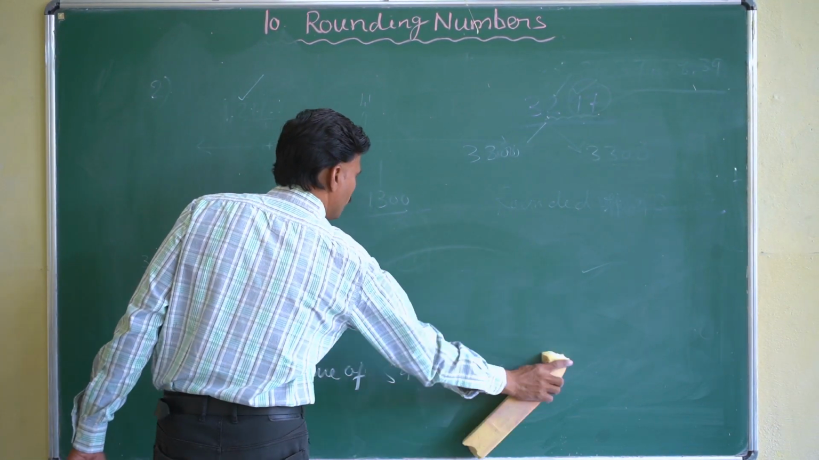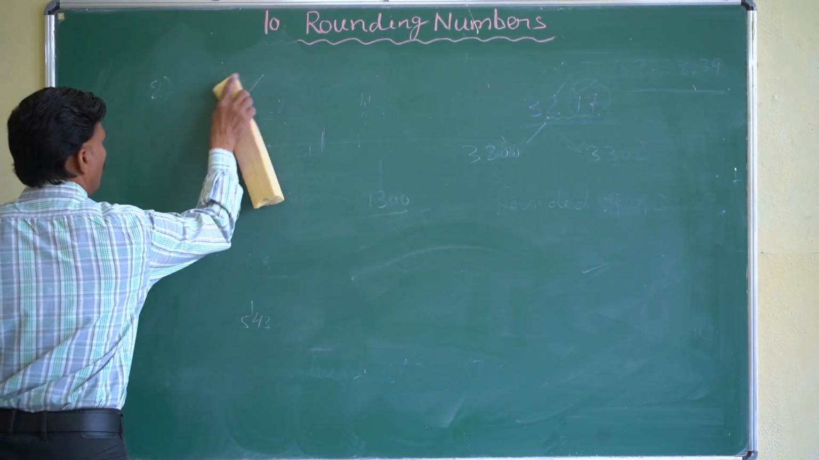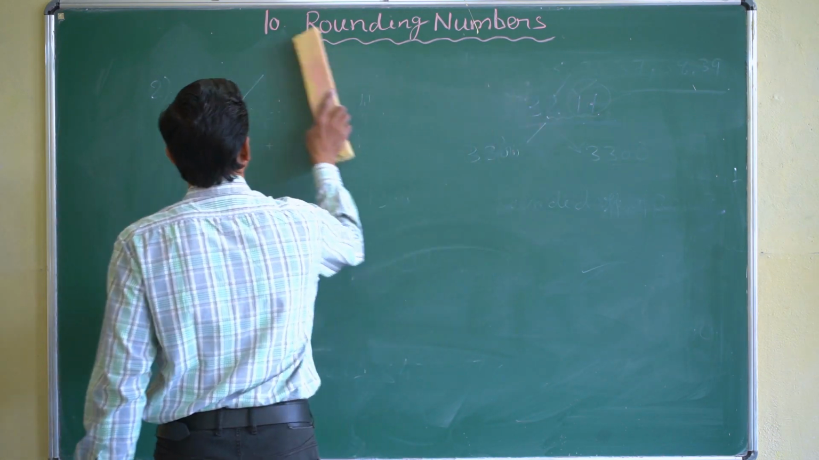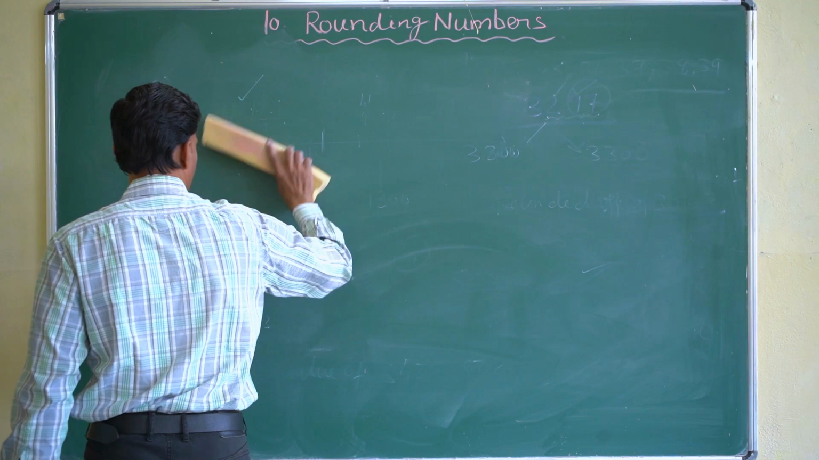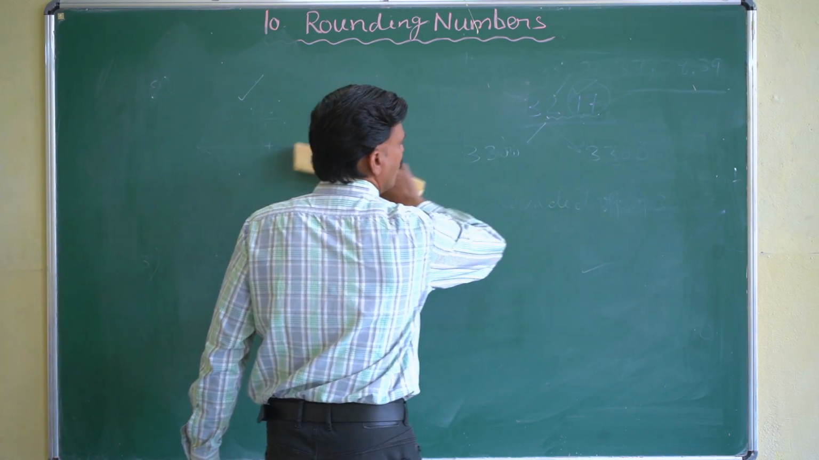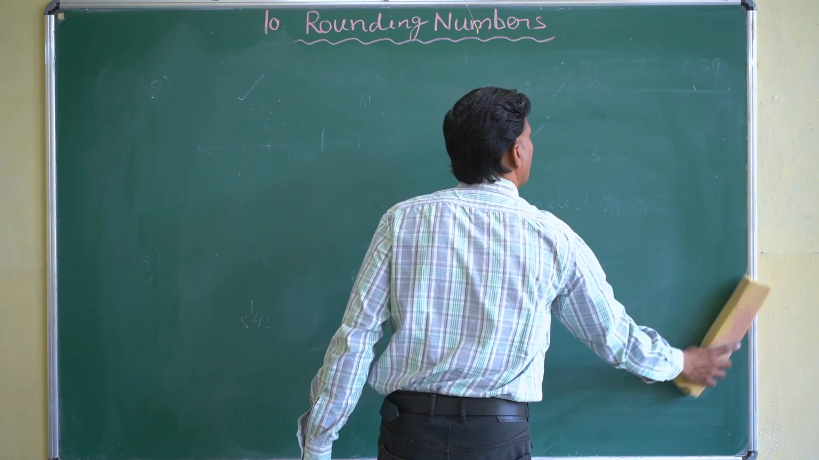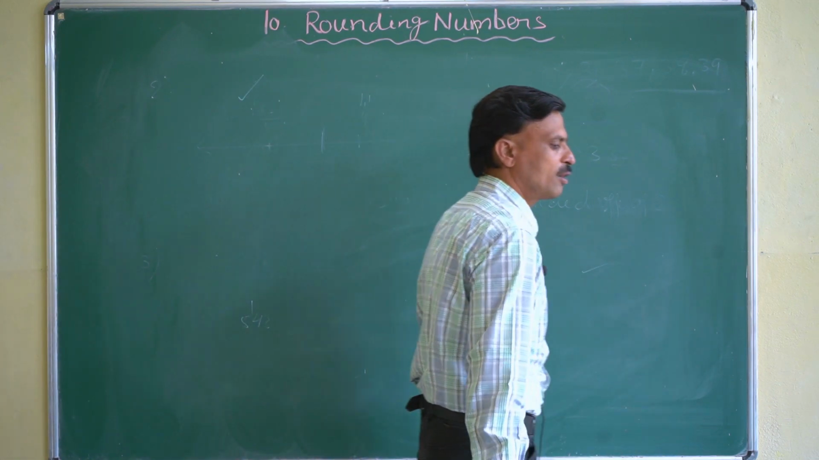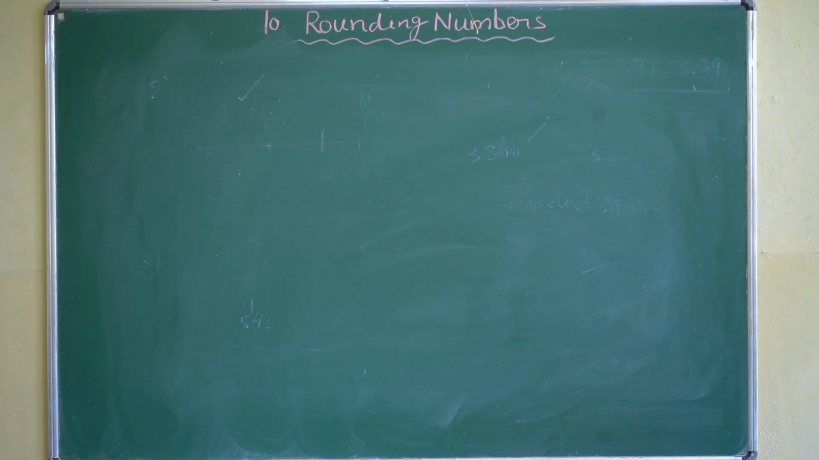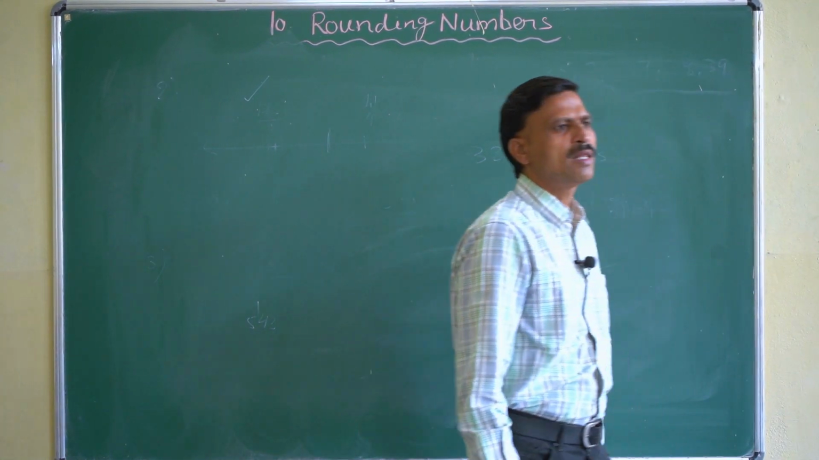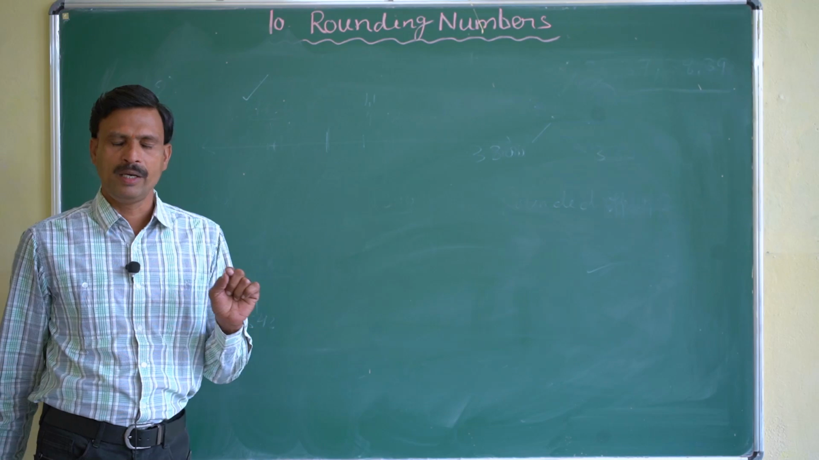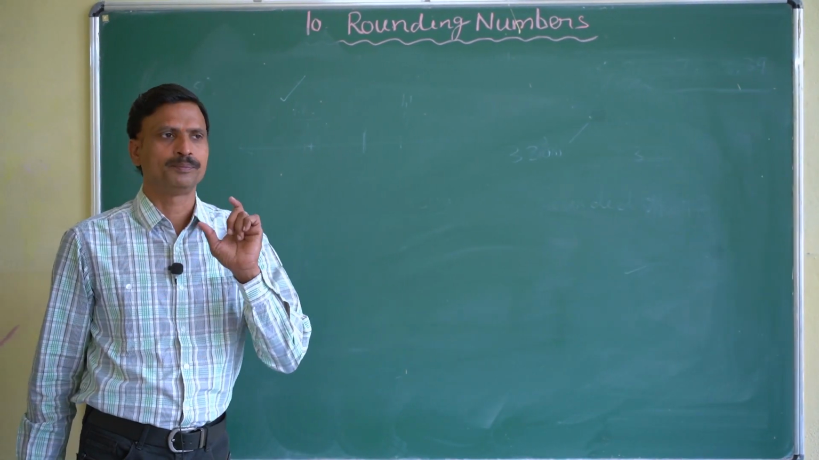If you want to round off a value near to 100, we'll see the digit at the tens place. So what digit is at the tens place? If the digit at the tens place is 5 or more than 5, again I am telling, now listen carefully.